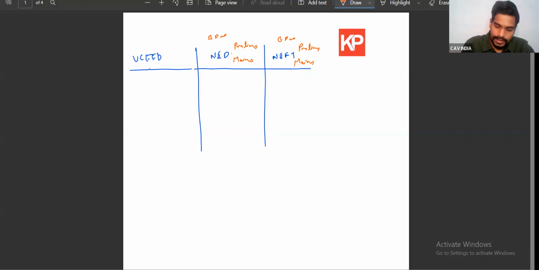Coming to UCEED, it is only a single stage examination, only a single day examination. So that's the first and foremost clarity which you need to have with respect to these entrance examinations into B Design.